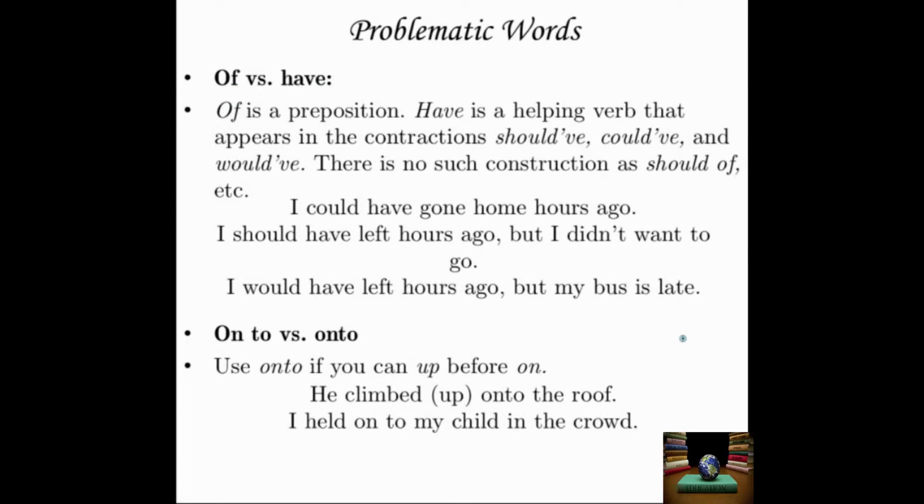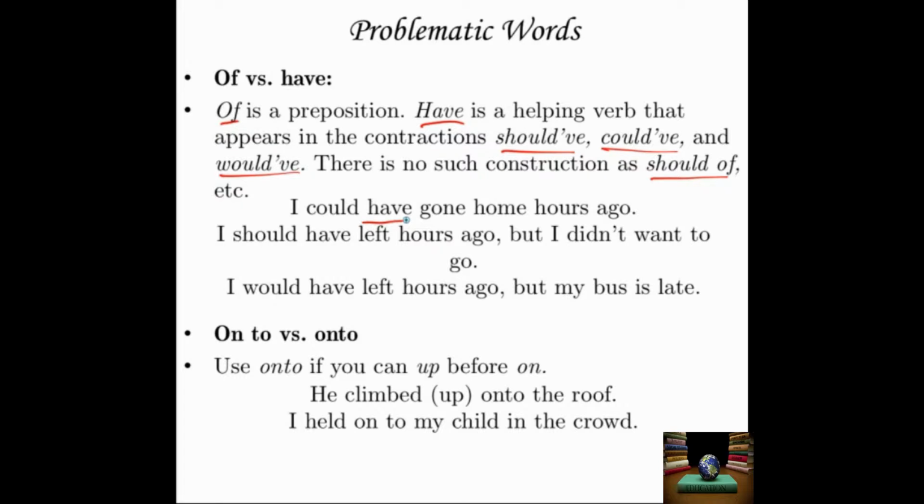All right, of versus have. If you get this wrong after watching this video, I will hunt you down. Of is a preposition. Have is a helping verb that appears in the contractions should've, could've, and would've. There is no such construction as should of, could of, would of. It means absolutely nothing. It is nonsense. Never, ever, ever, ever use it. Have is a verb. Of is not. If you are constructing a verb phrase or a contraction therefrom, don't use of.